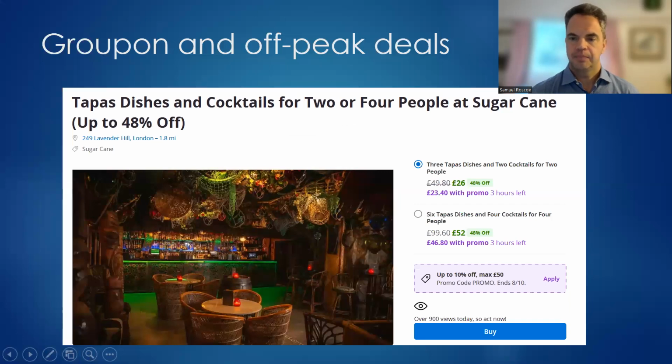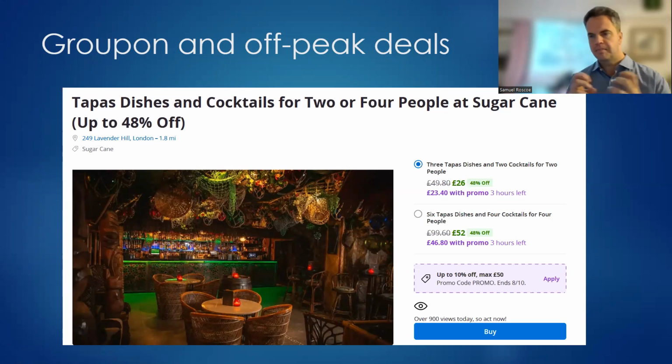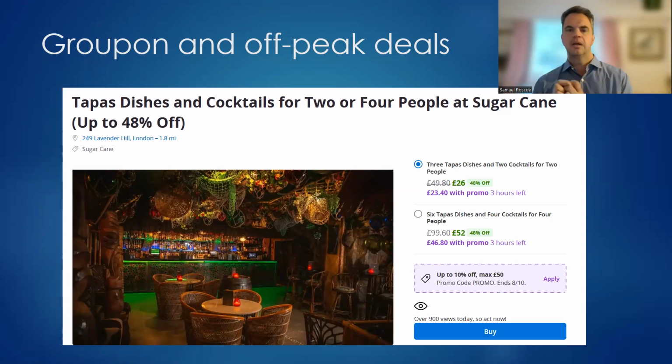Other things that businesses will use, obviously, are Groupons and off-peak deals. So the idea with managing demand using Groupon, or encouraging people to go for happy hour on a Tuesday, is because that is the quietest time of the week. So they use these promotions to bring people in when the business is really quiet.